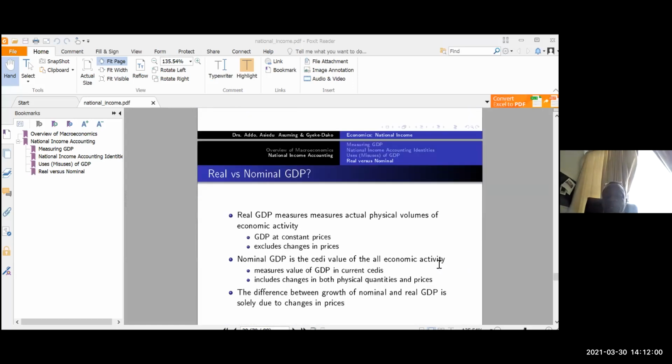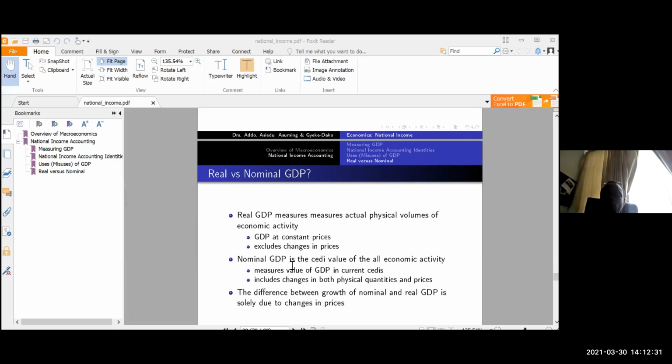Real GDP is actual physical volumes. We want to know whether output in the economy is increasing, and that the income level we are getting is not solely due to price changes. So real GDP measures actual physical volumes of economic activities, GDP at constant prices. It excludes changes in prices, so we are netting out changes in prices.